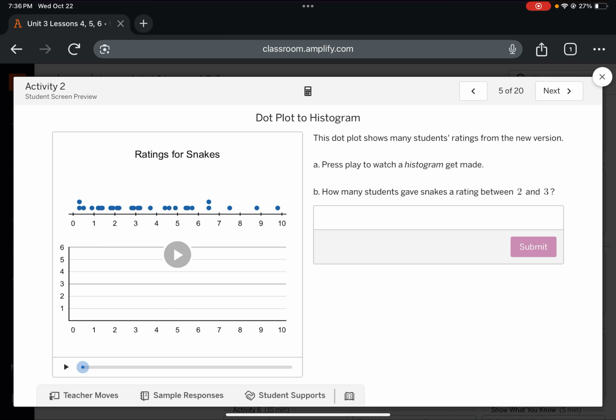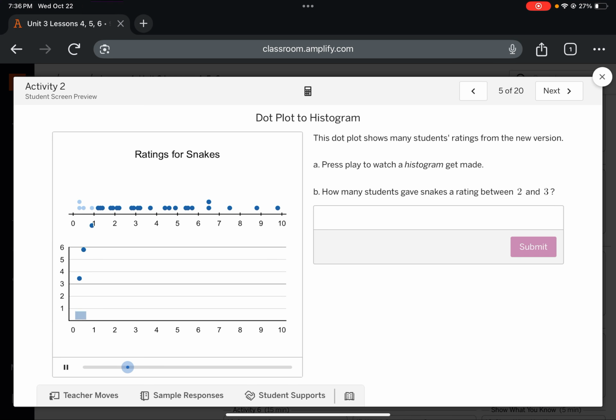Hello. So, for lessons 4, 5, and 6, here are some of the key things that I would like you to know. First off, a dot plot. Each of these dots in this top graph represents a point. In this case, it represents a rating that someone gave snakes, on a scale from 0 to 10, for how much they enjoy or like snakes. This is very nice when we want to see those specifics of exactly how many people chose what number.